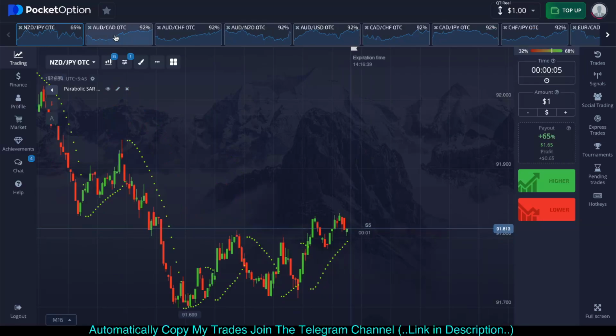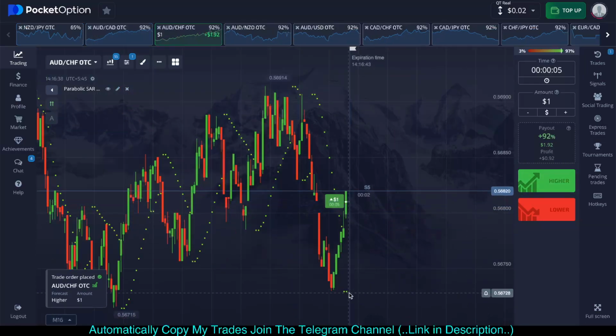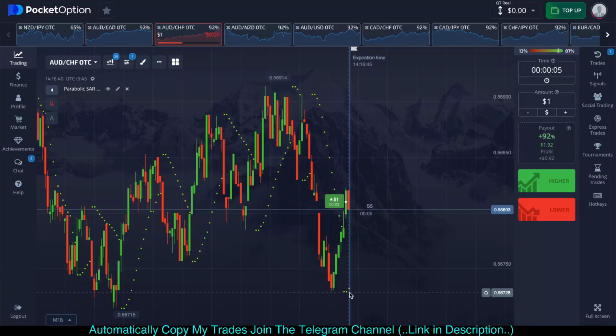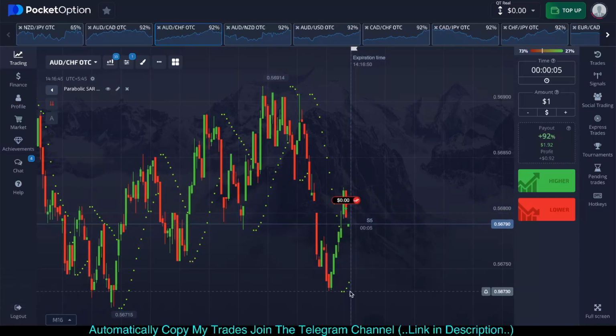Let's find our entry points from where we can make a trade. You just need to switch this chart. As you can see here, there was a second dot, so that's why I made a trade here, but it seems like it is going to go wrong and we made a loss here.